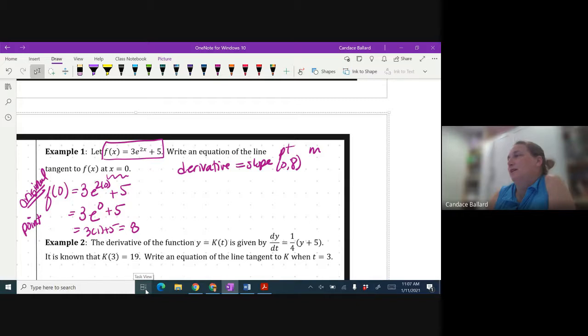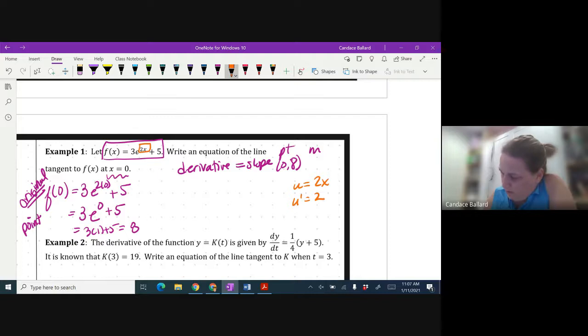Look carefully, because it doesn't go away just because it's second semester. Do I have a product rule? Do I have a quotient rule? Do I have a chain rule? What do you guys think? Ah, we have our friend, the chain rule. So my u value is going to be the 2x. I'm going to put that off to the side here. So u equals 2x, meaning that u prime equals 2.